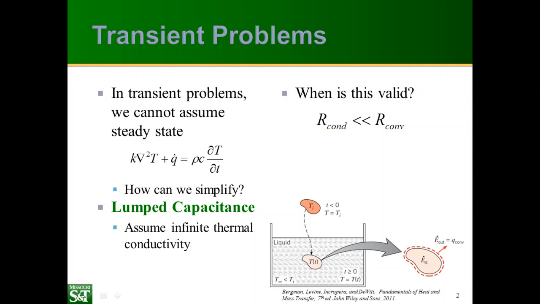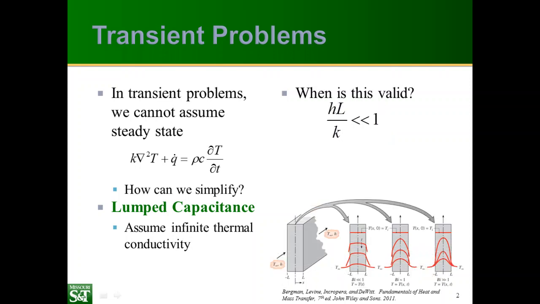Now, conduction resistance is length over kA, and convection resistance is 1 over hA. So we can convert this using those definitions, and we can define that hL over k is much less than 1 for the lumped capacitance model to be valid. And when we do that, we call this the Biot number. hL over k is defined as the Biot number. And instead of much less than 1, which is kind of a vague description, we use the quantity that the Biot number has to be less than 0.1.